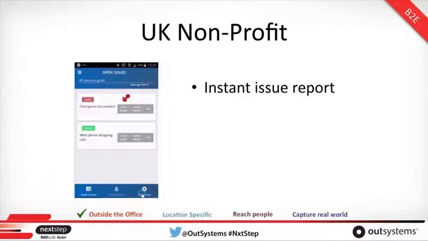In this application, the users can, in a very simple way, first of all, report that they have a situation. But before reporting, they can see if someone else has already reported. And if that happened, they can just say, OK, I'm also affected by this. So what this application enables this nonprofit to achieve is, first, instant issue reporting. The user has a problem. They don't need to go to the phone and call their contact center, which after the call will get in touch with the help desk and report the issue.